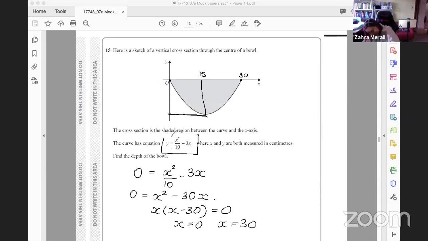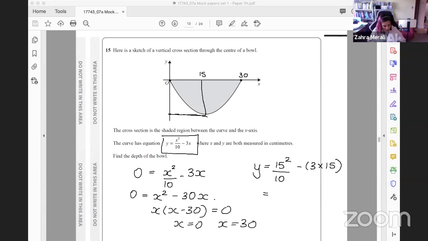So I'm going to substitute the 15 back into there. So y equals 15 squared over 10 minus 3 times 15. Okay, so we've got to these sorts of questions. I'm hoping that you've got this, but 15 squared.